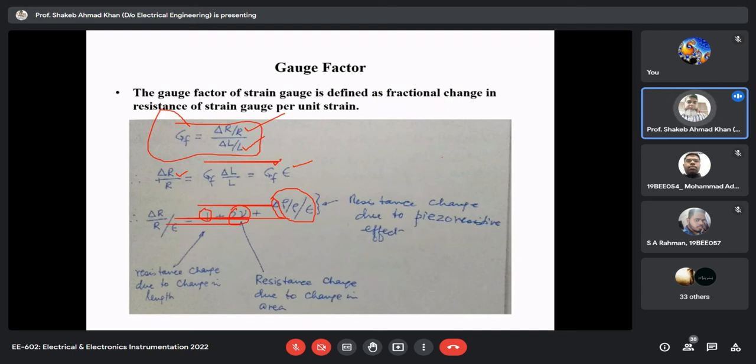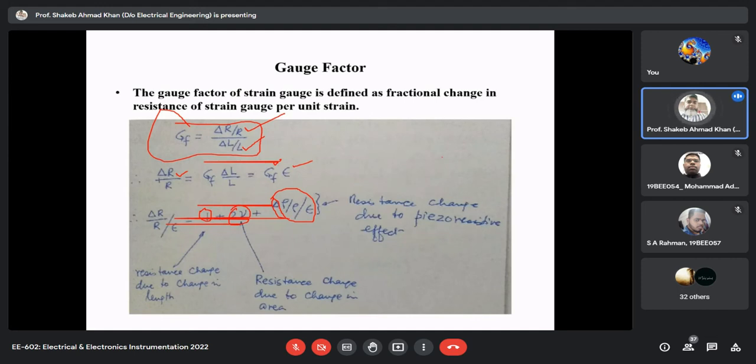So this effect is called the piezoresistive effect. A change in resistivity of the material when it is stressed or strained is called the piezoresistive effect. You should not get confused with the piezoelectric effect. The piezoelectric effect is different: when we strain a piezoelectric material, there is a polarization and voltage generation. That is called the piezoelectric effect. But here it is the piezoresistive effect, a change in resistivity of the material when it is strained.